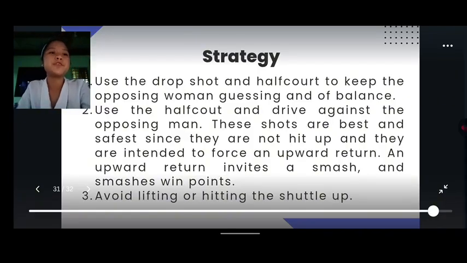So observe that hitting upwards gives the opponents a chance to smash, putting your team at a disadvantage. So always try to keep the shuttle low.